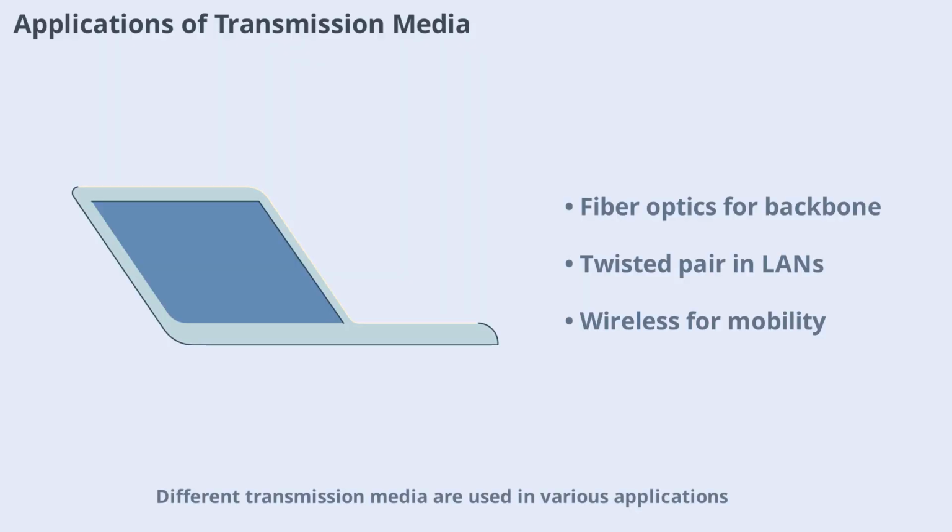Different transmission media are used in various applications. For example, fiber optic cables are essential for high-speed internet backbones, while twisted pair cables are common in office LANs. Wireless media are crucial for mobile networks, public Wi-Fi, and remote areas where cables are impractical. Understanding these applications helps in designing efficient and effective networks.